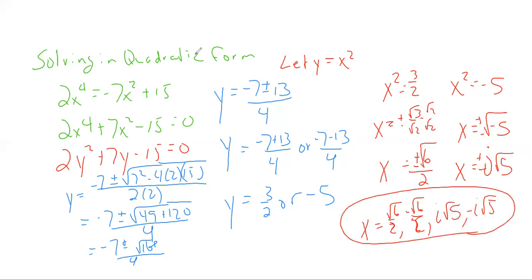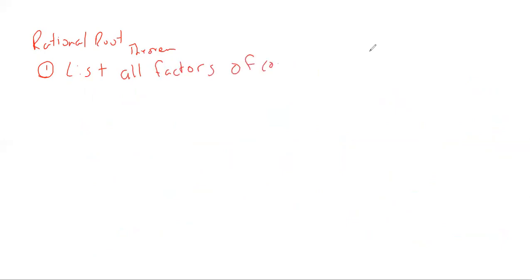Now, we're going to look at something else called the rational root theorem. And this is actually going to make it a lot easier, believe it or not. The first thing you need to know on the rational root theorem is you're going to list all factors of your constant term. And we're going to call that P.